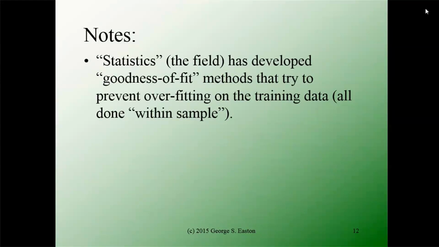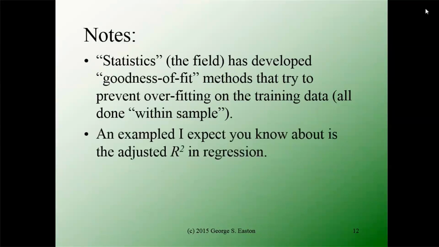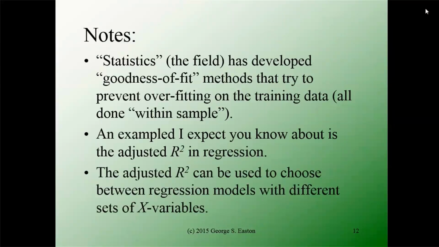One example that I expect that you're familiar with is the adjusted R-squared in regular least squares linear regression. And as you probably know, the adjusted R-squared can be used to choose between regression models that have different sets of x variables.